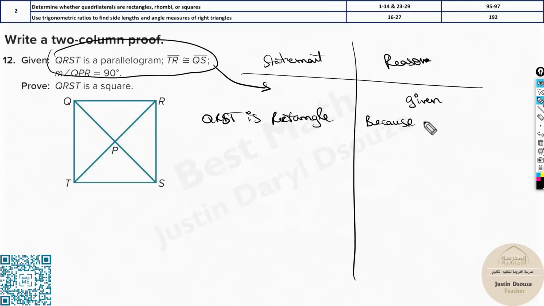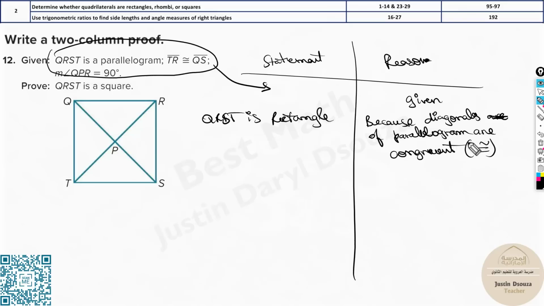You don't need to write because, but I just wrote it anyway. The reason: if the diagonals of a parallelogram are congruent, and this is already told to be a parallelogram, here you should write diagonals of parallelogram are congruent to each other. If you want to write it in short, you can just write the congruent symbol, that's enough.